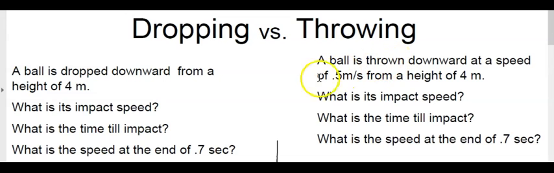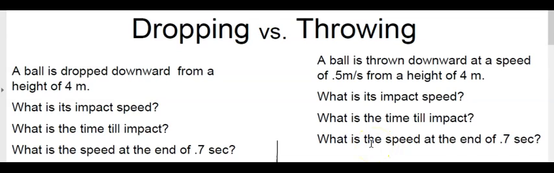Let's take a look at the solutions for both. We're going to ask questions. What is the impact speed? What is the time till impact? And what is the speed at the end of some random time interval, which we've chosen to be 0.7 seconds? This is the exact same question set on the right side. We're going to ask the same 3 questions, but we're going to compare the answers.